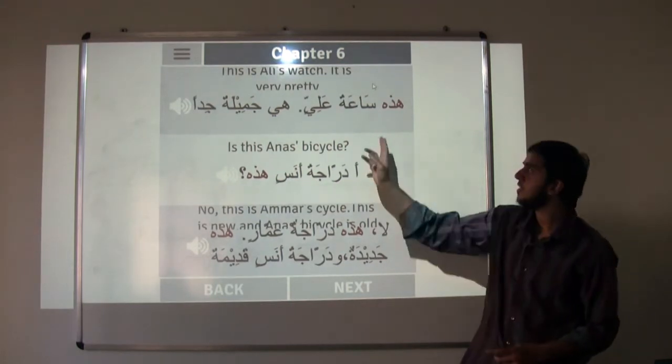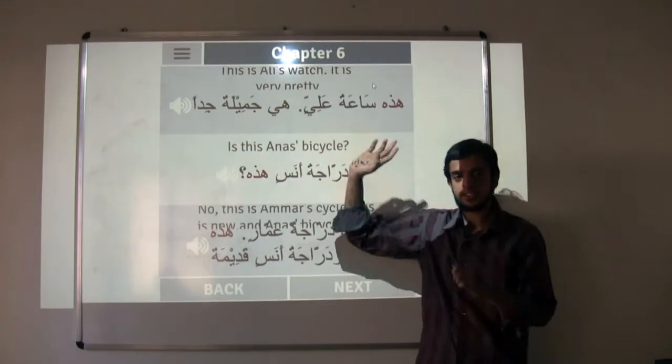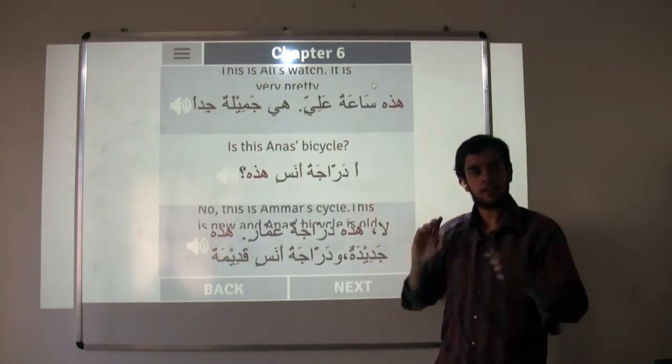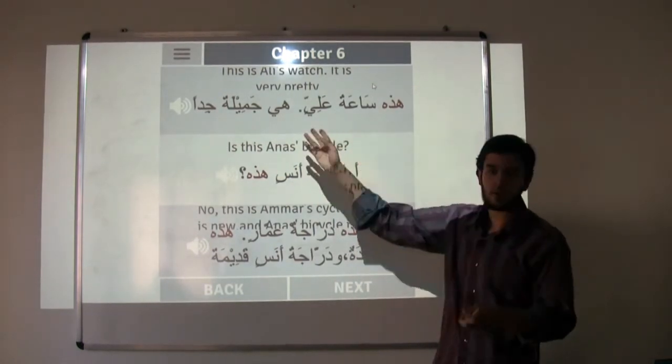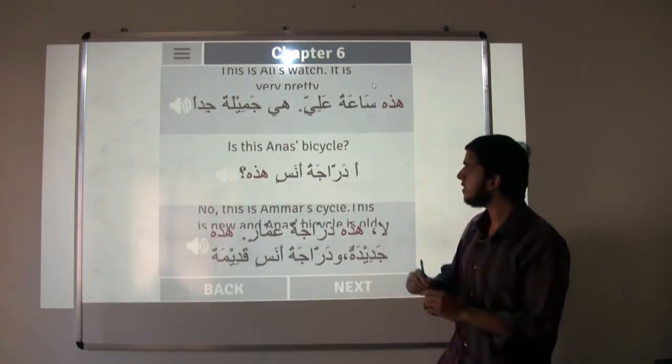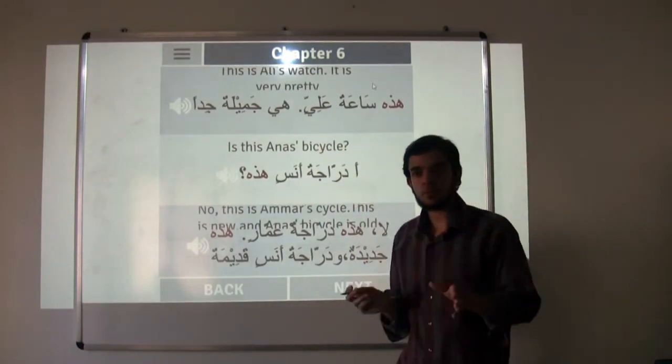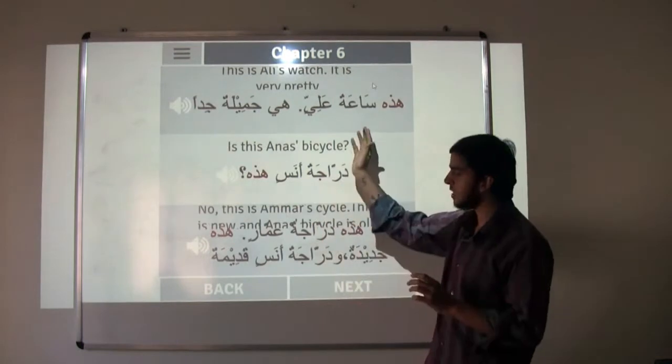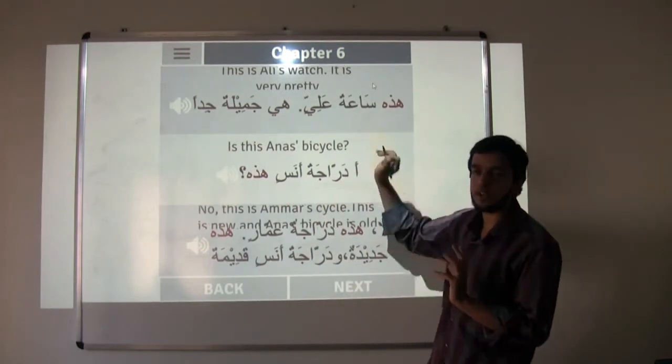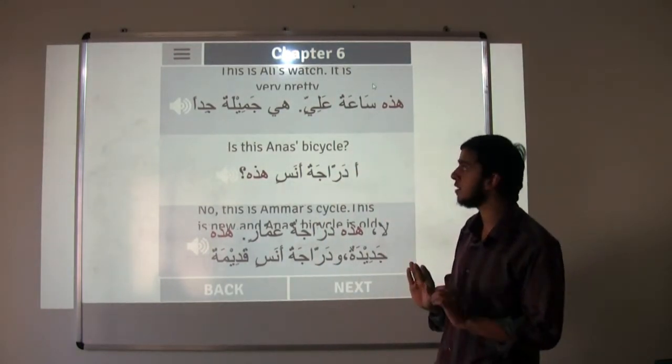Yes. So hadihi sa'atu Ali, same as before. Qalamu Muhammad, sa'atu Ali, same. Qalamu Muhammad, remember the possessive case? Same, the only thing is we are referring to feminine nouns, that's it. That's the only thing we are learning here.